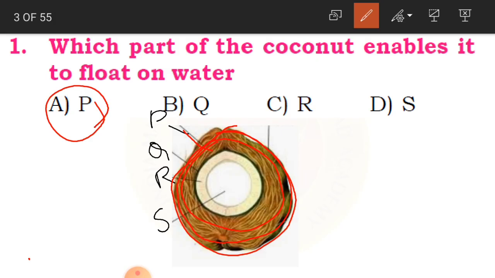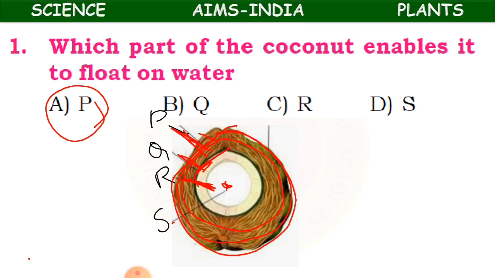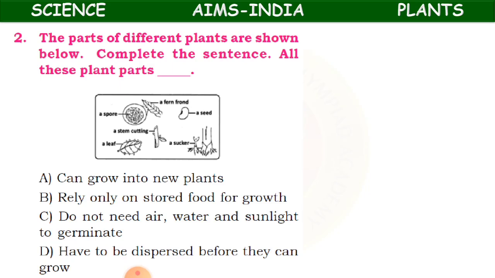Okay children, whereas here if you see, this is the coconut water, okay, and this is the coconut, and this is the shell, Q, this is the shell. Okay, so this fiber like P, that is making the coconut float on the water. Clear children? Now we'll go to the second question.